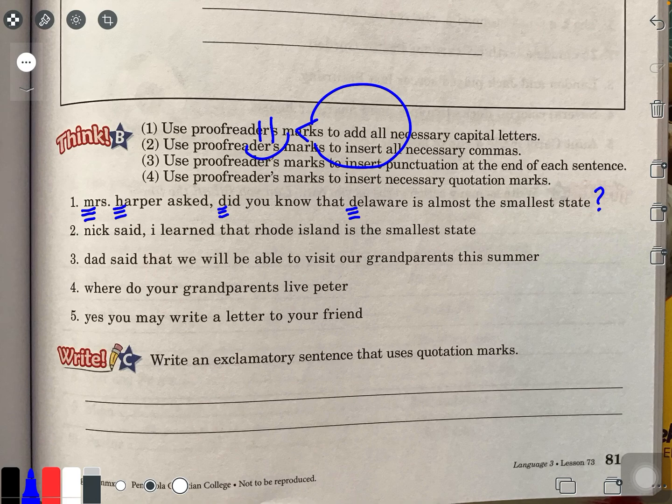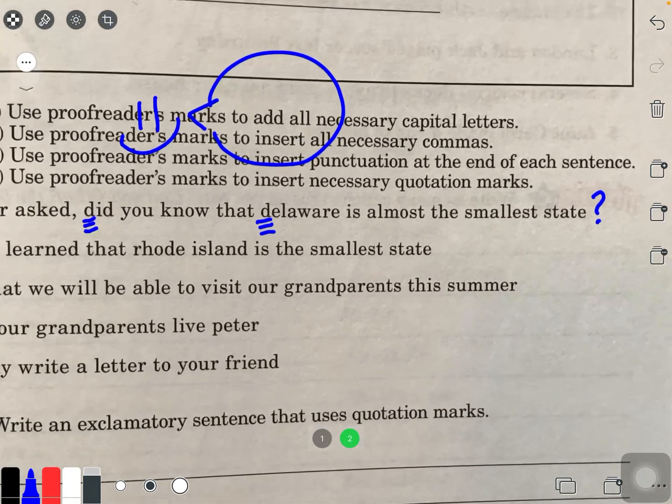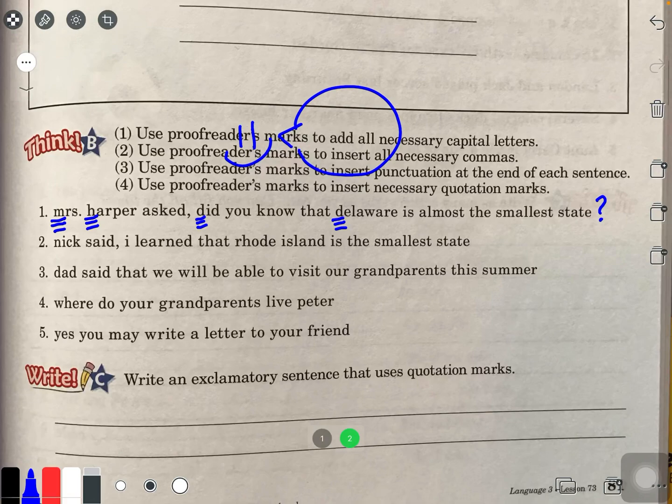I don't need to capitalize state right here because it's a common noun. It's just a regular noun. But I do need to put quotation marks because she's speaking. So I'm going to put quotation marks right here at did and over here after the question mark because it's everything she's saying, exactly word for word, what she's saying in her speech bubble. I'm going to use a different color.